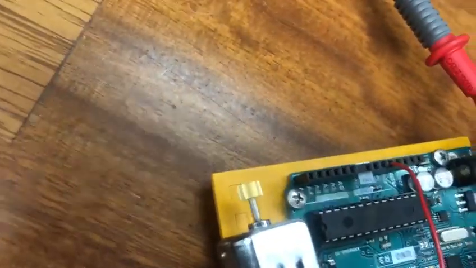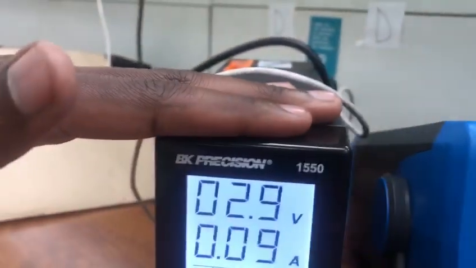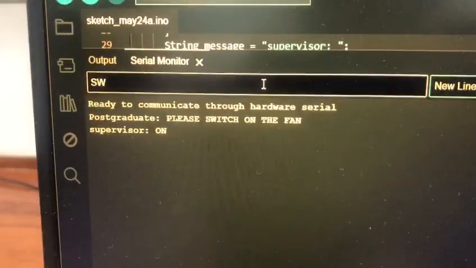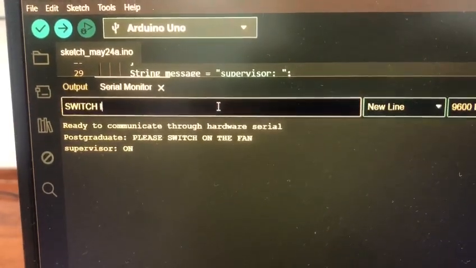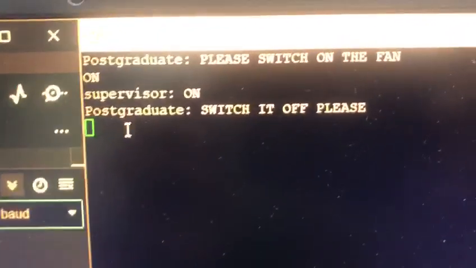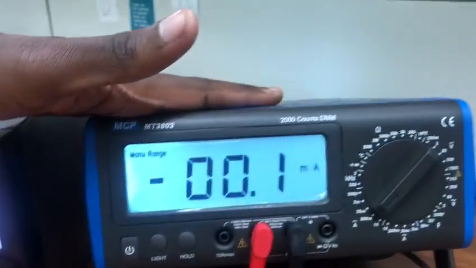If you come here, you will see it is moving, and we have a reading here on our multimeter, and we have a voltage here as before. And now it's starting to be cold, and the student says, switch it off, please. And the supervisor switched it off, and now the motor is stopped, and we don't have a reading here and here.